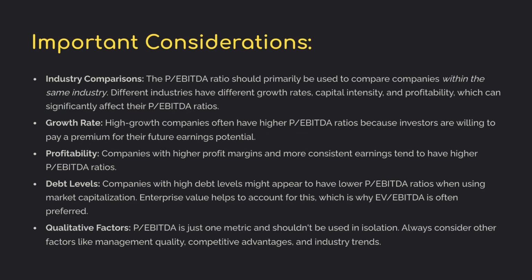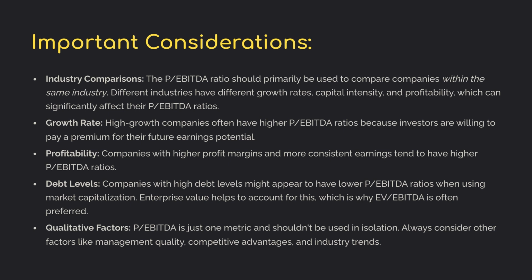Important considerations. Industry comparisons. The P/EBITDA ratio should primarily be used to compare companies within the same industry. Different industries have different growth rates, capital intensity, and profitability, which can significantly affect their P to EBITDA ratios. Growth rate. High growth companies often have higher P/EBITDA ratios because investors are willing to pay a premium for their future earnings potential.